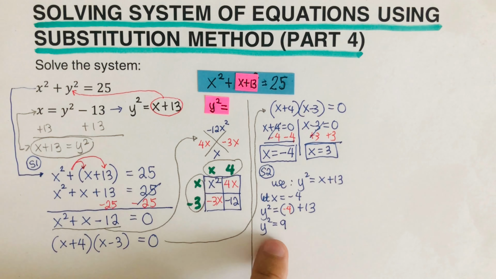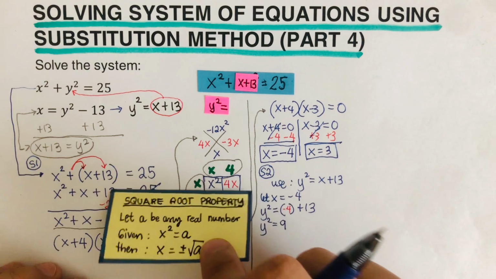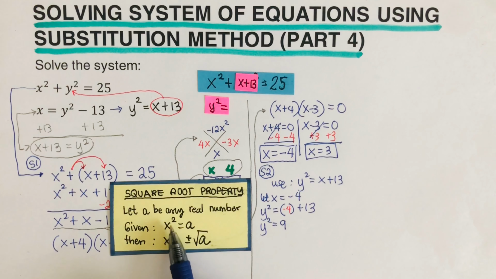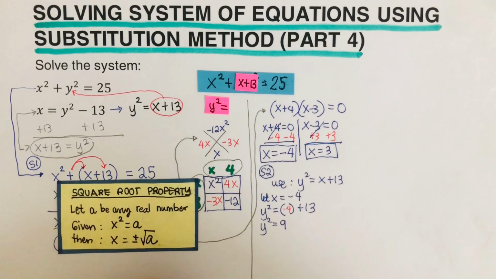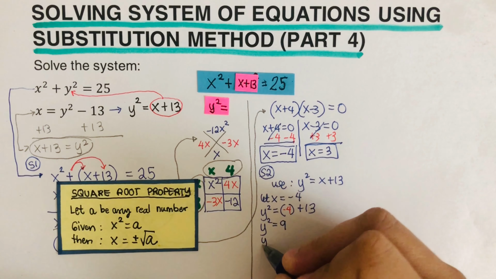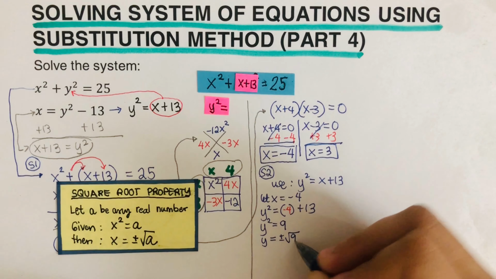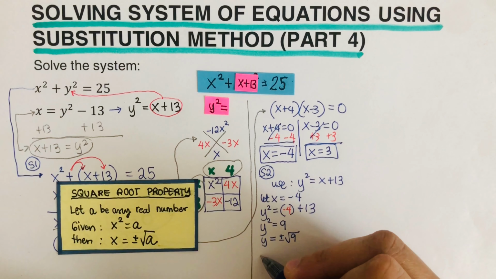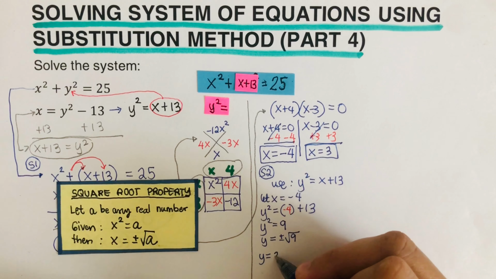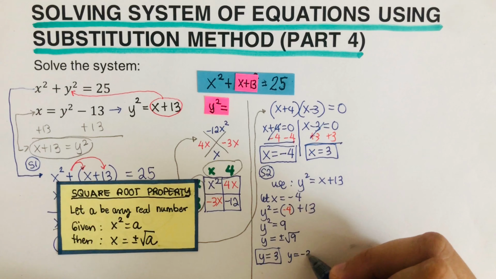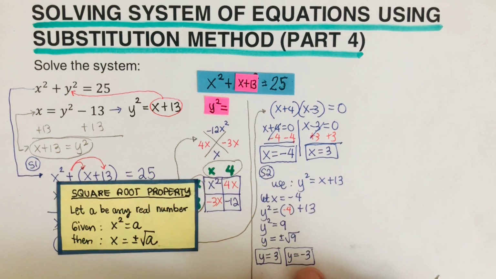In order that we can solve for y here, we are going to use the square root property. Let a be any real number given that x squared is equal to a. x is equal to plus minus square root of a. So in this problem right here, we can go ahead and rewrite this as y is equal to plus minus square root of 9. So the two values of y would be y is equal to positive 3, and the other y would be equal to negative 3 because it's both positive and negative.